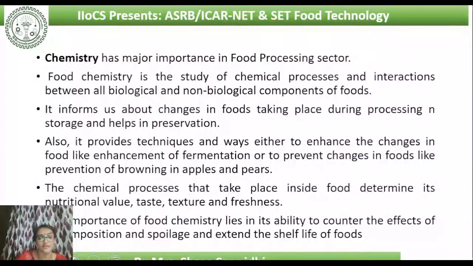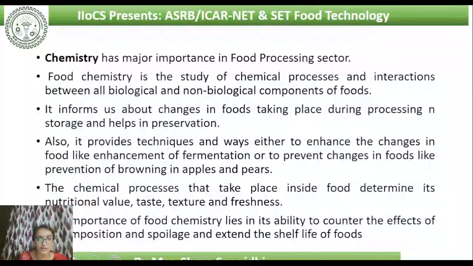Next is chemistry. Chemistry has major importance in the food processing sector. Food chemistry is the study of chemical processes and interactions between all biological and non-biological components of foods. This is what I told in the beginning. So the biochemical nature of the food, all these things are studied under food chemistry itself. That's where we have the concepts of chemistry.